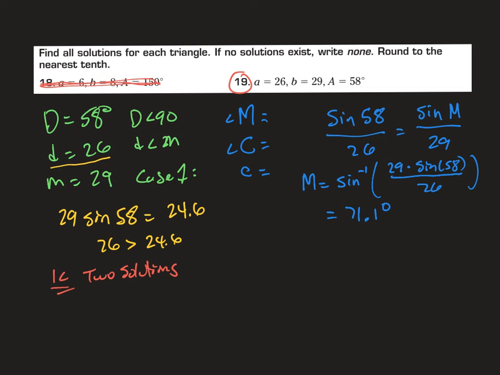I'll use that measurement in a minute, so I want to remember that 71.1 because we'll use that to get the new angle M for the second case. To get angle C, we just do 180 minus 71.1 minus 58. That'll tell us what angle C is, so we'll be done with that. Let me crank that out on my calculator. When I did that, I got 50.9 degrees. So that's the second missing piece of information.